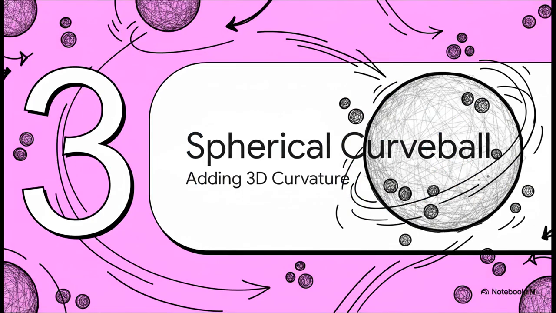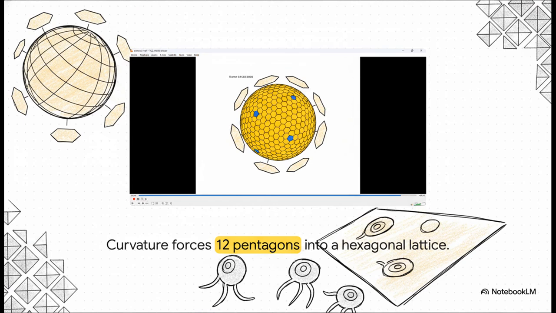All right, part three, the spherical curveball. Let's see what happens when we add 3D curvature into the mix. Behold, the sphere. A sphere has what mathematicians call constant positive Gaussian curvature. And, as it turns out, this specific geometry fundamentally breaks the rules of our flat grid. Think about it. You literally cannot wrap perfectly flat hexagons around a ball without leaving gaps. It's mathematically impossible. The underlying geometry of the sphere actually forces exactly 12 pentagons into our otherwise perfect hexagonal lattice.